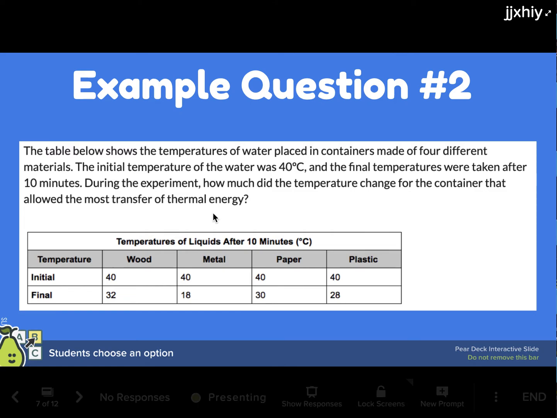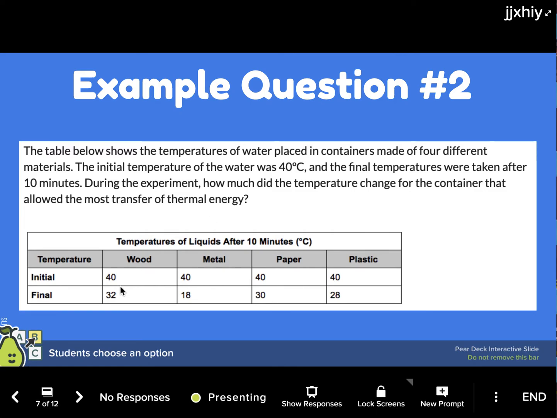of heat. In here, wood lost 8 degrees Celsius. Metal, they lost 22 degrees Celsius. Paper, they lost 10 degrees Celsius. Plastic, they lost 12 degrees Celsius. Out of these 4, the one that lost the most amount of heat was metal, which lost 22 degrees Celsius.